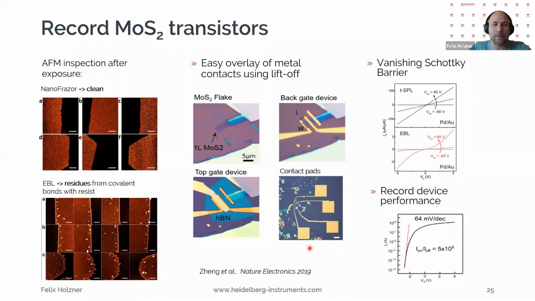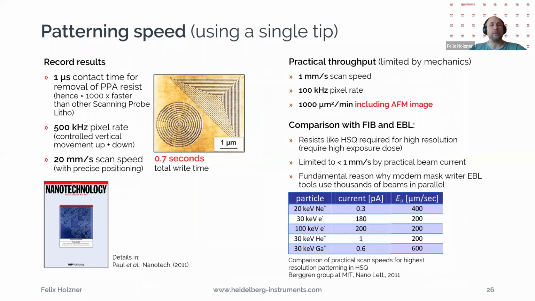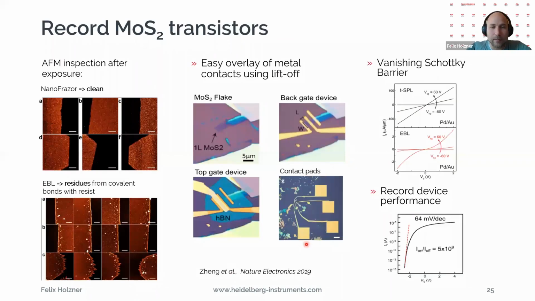And there will probably also be a presentation on just this topic by Ray from NYU. Okay, so maybe I go one back. You see these devices here. This part you write with the NanoFrazor super fast, but to make these contact pads for wire bonding, which are 100 microns, that takes maybe 10 minutes to write one contact pad. And if you have a larger array, this is the dominating writing time.